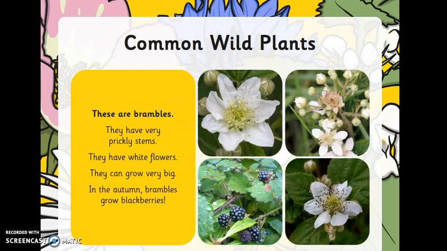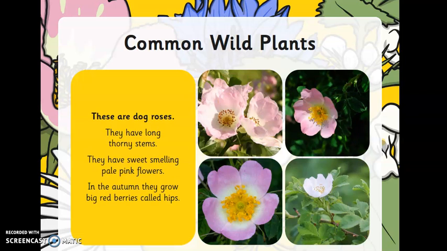Brambles. These have very prickly stems and white flowers and can grow very big. In the autumn, brambles grow blackberries. Have you ever picked a blackberry on an autumn walk? I know I have. Dog roses. These are nothing to do with dogs. These have long, thorny stems and sweet-smelling pale pink flowers. In the autumn, they grow big red berries called hips. So yes, you can see they've got nothing to do with dogs. Dog roses.